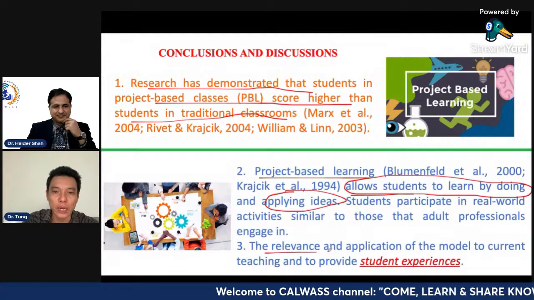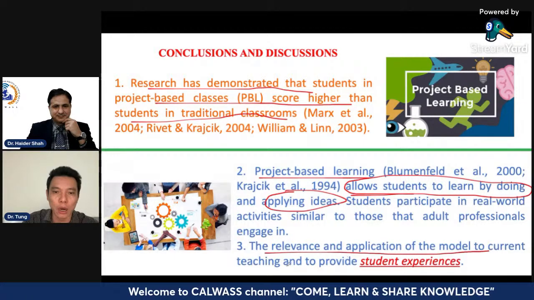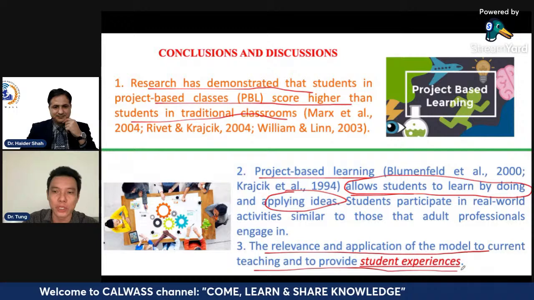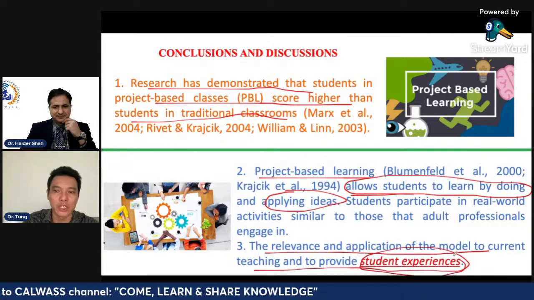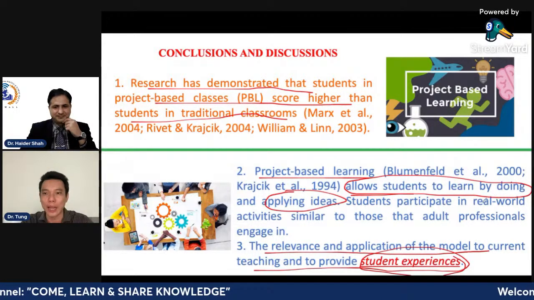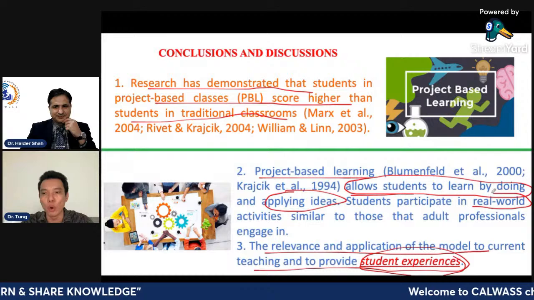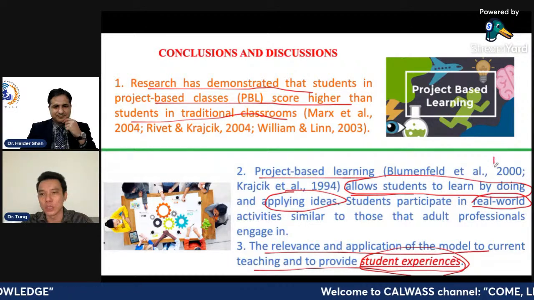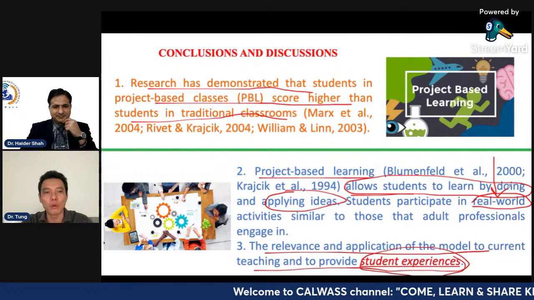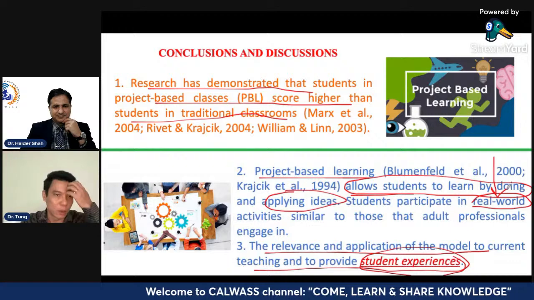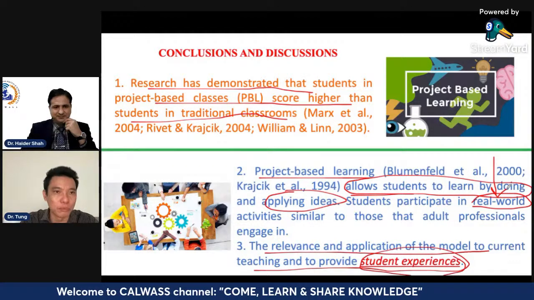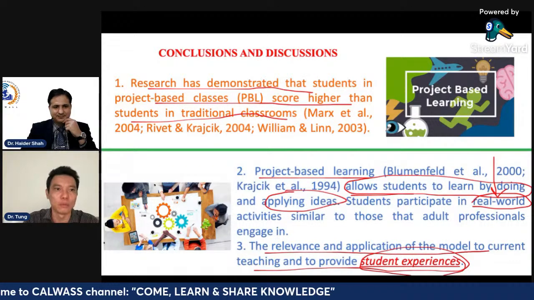So the relevance and application of the model to the current teaching is to provide student experience. Student experience is very important, and we can let the students learn in the real world. This is important because students don't like to learn theory. All right, so this is my conclusion and discussion.